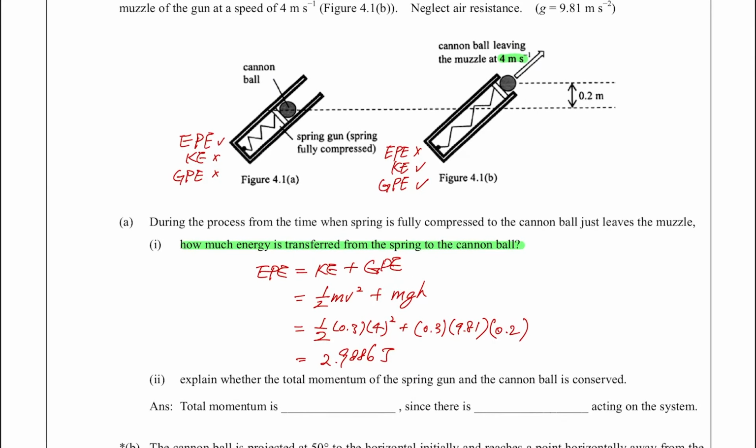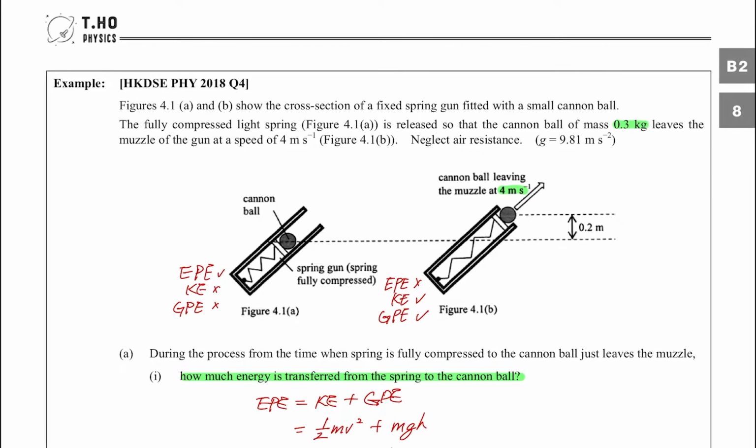Part 2. Explain whether the total momentum of the spring gun and the cannonball is conserved. We know that if there is external force acting on the system, momentum will not be conserved. Momentum is conserved only when there is no external force. So when you look at this system, you ask yourself a question: is there any external force? Now, if the spring gun and the cannonball are an isolated system, that means it does not interact with the environment. Then there will be no external force. However, is this really the case?